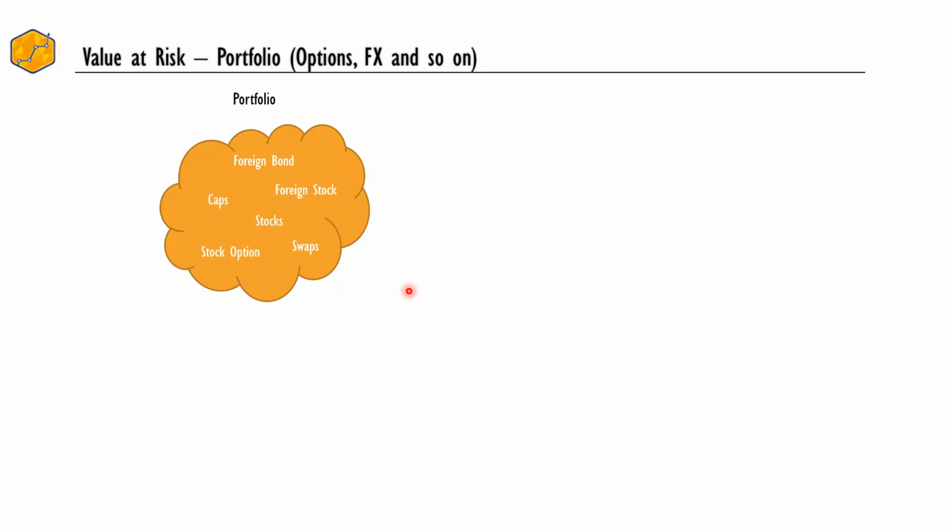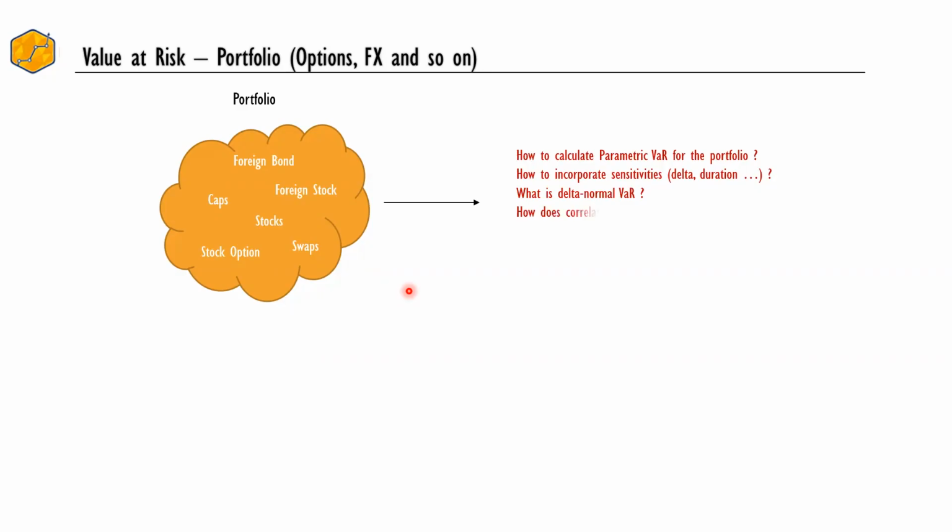When you have a portfolio, we do all kinds of things, like how to calculate parametric VaR of the portfolio, how to incorporate sensitivities such as delta, duration, gamma. If you have calculated the value at risk for an option, then you must have used delta. Sometimes we call it delta normal VaR. How did that formula actually come into being? We'll talk about all of those. Sometimes correlation comes into the picture. How do we incorporate correlations?